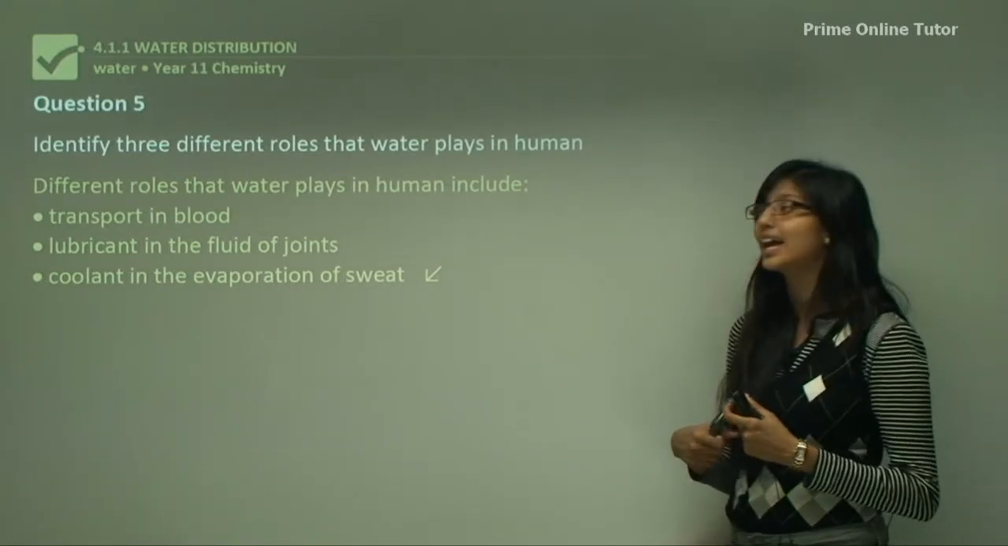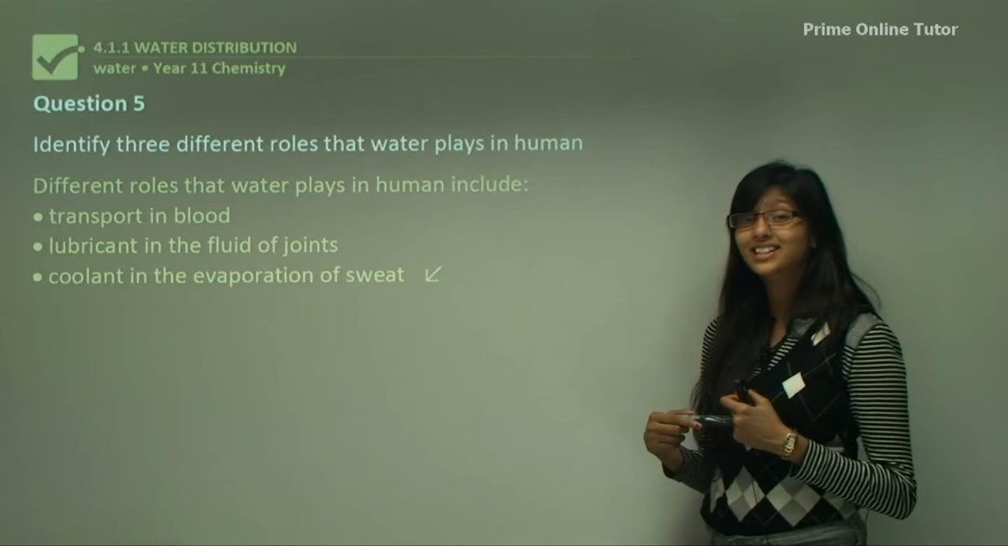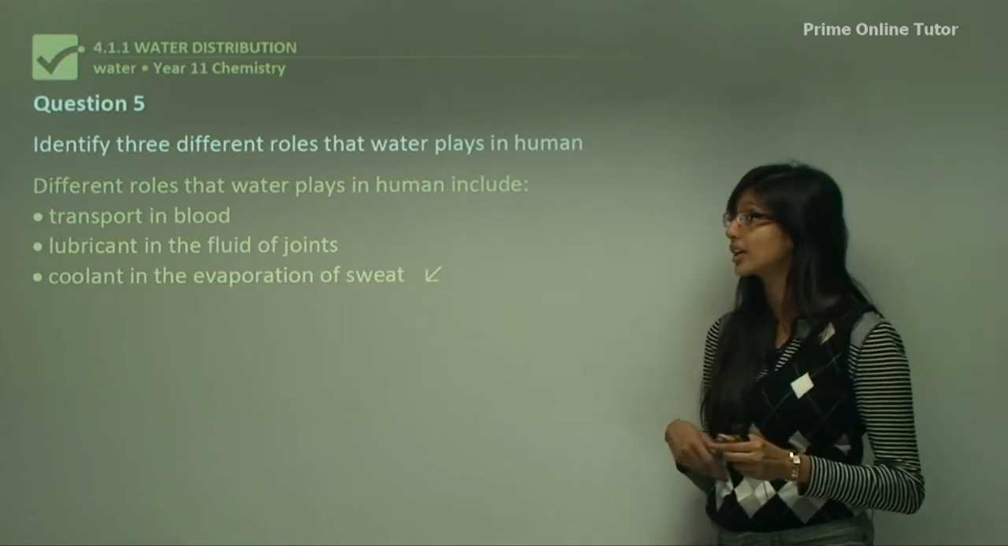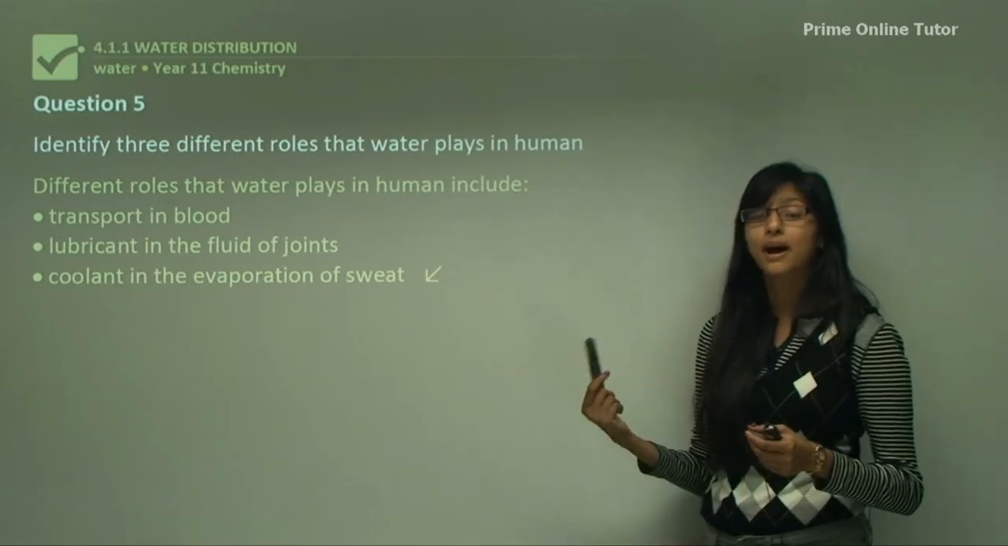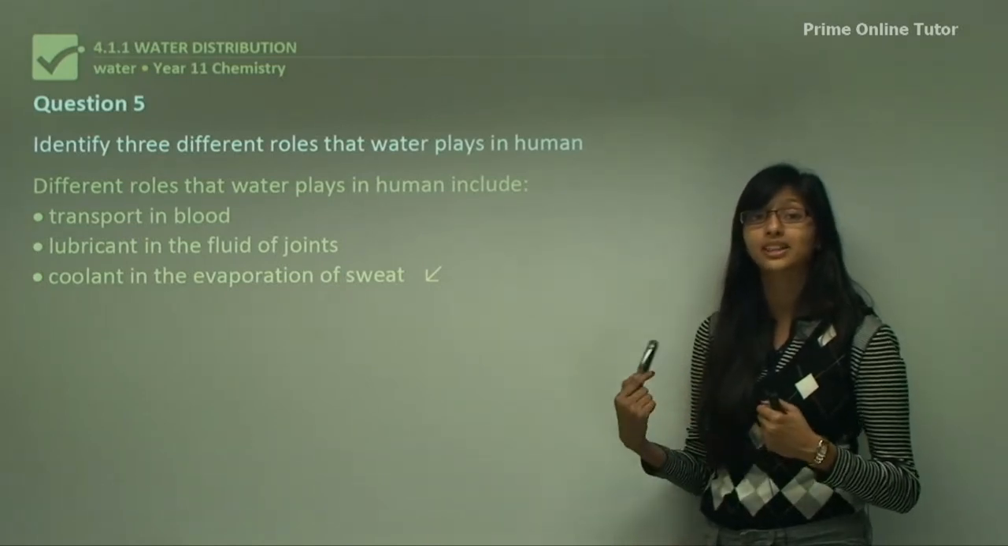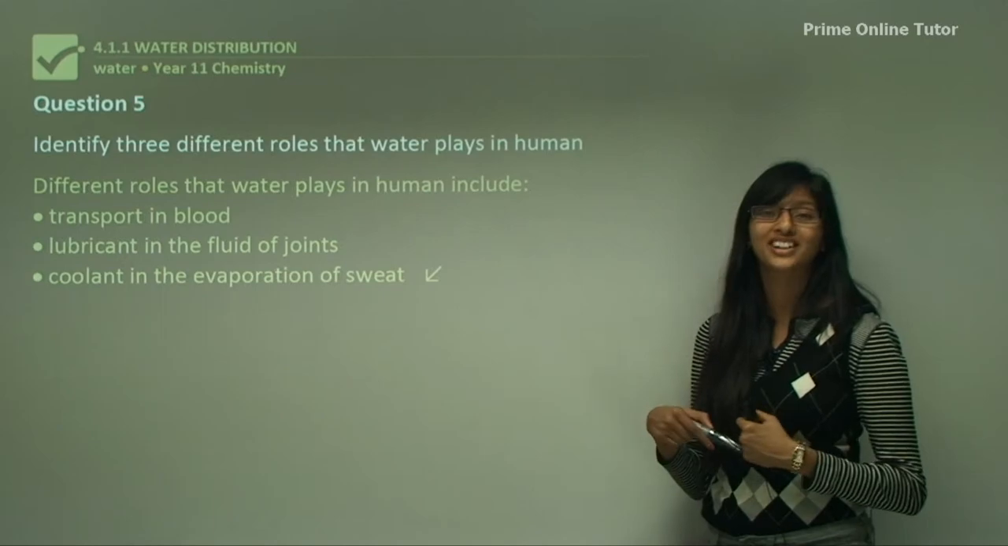This brings us to the end of the question session. In this topic, we looked at water and how it plays major roles in different parts of our body and also in other living things, and the major role of water as a solvent.